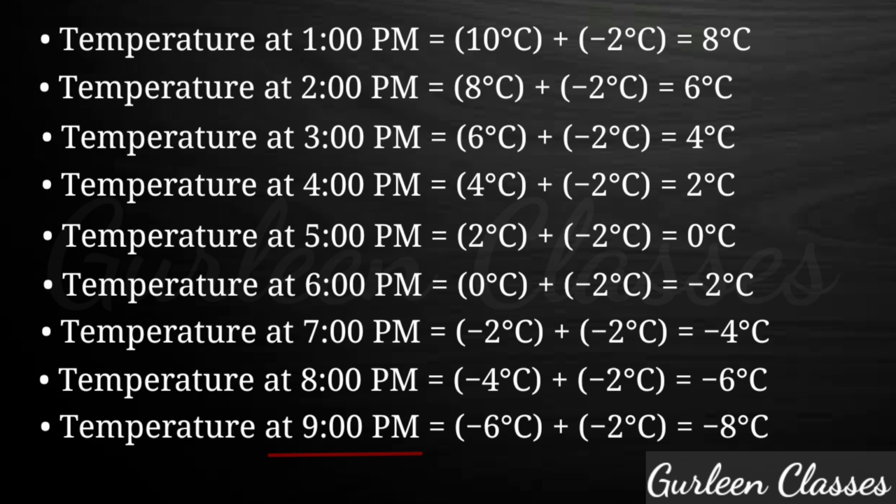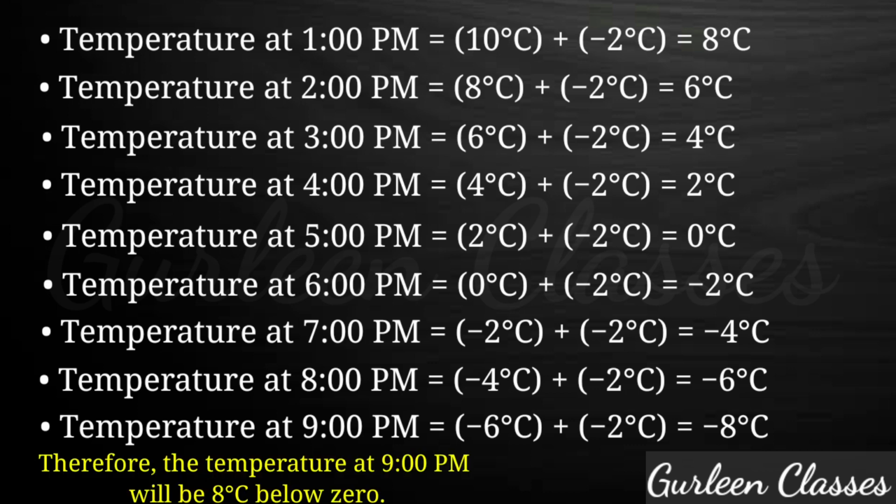So write the answer. Therefore, the temperature at 9 p.m. will be 8 degrees Celsius below zero. Why are we saying below zero? As it is minus 8 degrees Celsius. We know that negative numbers are smaller than 0 and it is below 0.